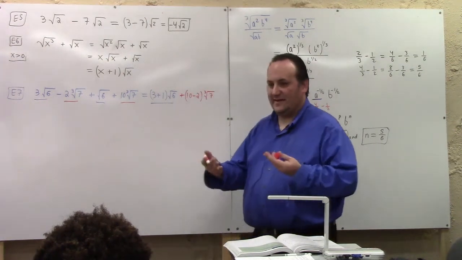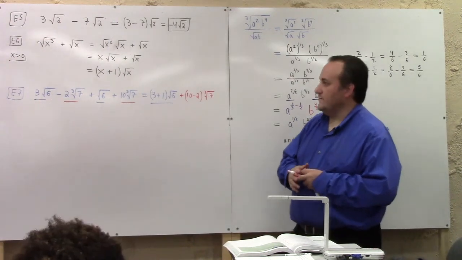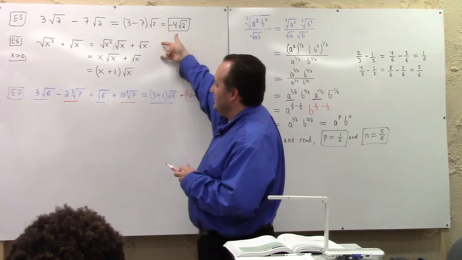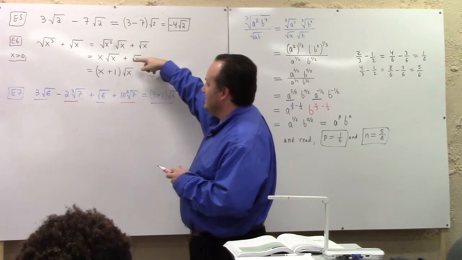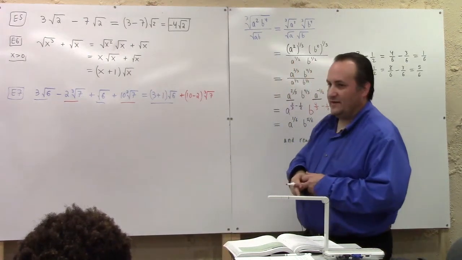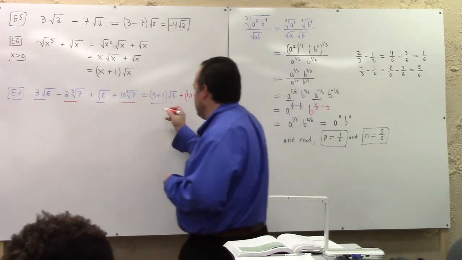So we can only add like terms. I was only able to combine these in example 6 by doing this little algebra step to make them like terms. It may or may not be possible to actually add things in this way, because it may or may not be possible to make things into like terms.